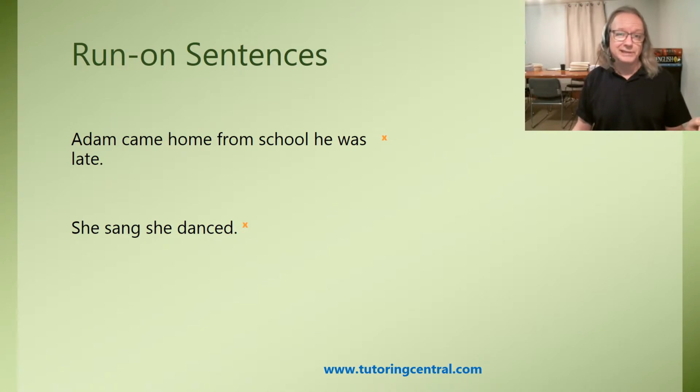And here's a couple of examples. Adam came home from school. He was late. She sang, she danced. These are both run-on sentences, even though they're very short, especially the second one. She sang, she danced. But you have two independent clauses. She sang. She is the subject, sang is the predicate. That could be a complete sentence. She danced. Again, she is the subject, danced is the predicate. That could be a complete sentence by itself.